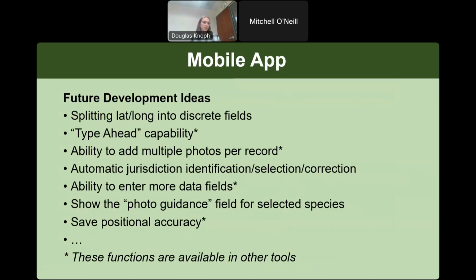Automatic jurisdiction identification, additional data fields that you can opt into, and positional accuracy, photo guidance. If any of these are things that you look at and say, this is something that I would definitely need in my tool, the things that are marked with a star are functionalities in some of our other tools that are available that we'll be going over soon.